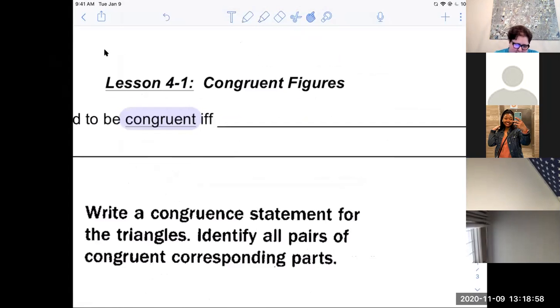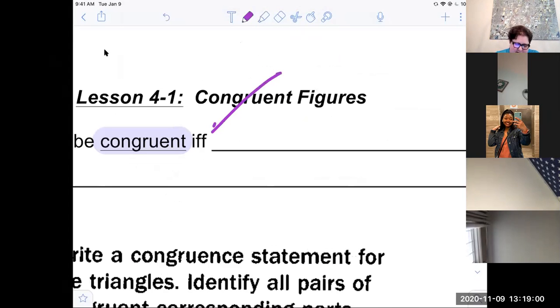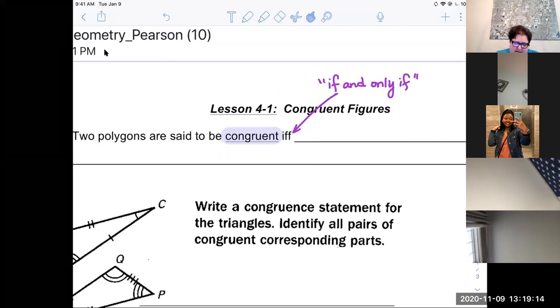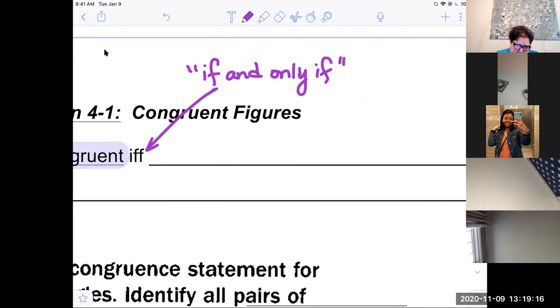is, and I don't think I ever showed you that abbreviation. That abbreviation is if and only if. That's not a typo. That's if and only if. So remember, that's a biconditional statement. So definitions go both ways. So if two polygons are congruent, that means that there is a way to match the vertices.